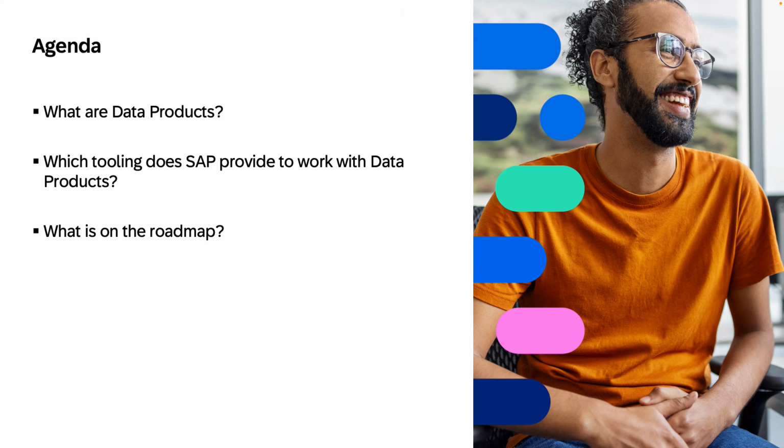So first of all, we will take a look at the question of what data products actually are. How is SAP defining them? What are the benefits that you as a customer can get out of that? Next question would be, which tooling does SAP provide to work with data products? And last but not least, we take a glimpse on the roadmap. So what's next? What can you expect also for the coming year?